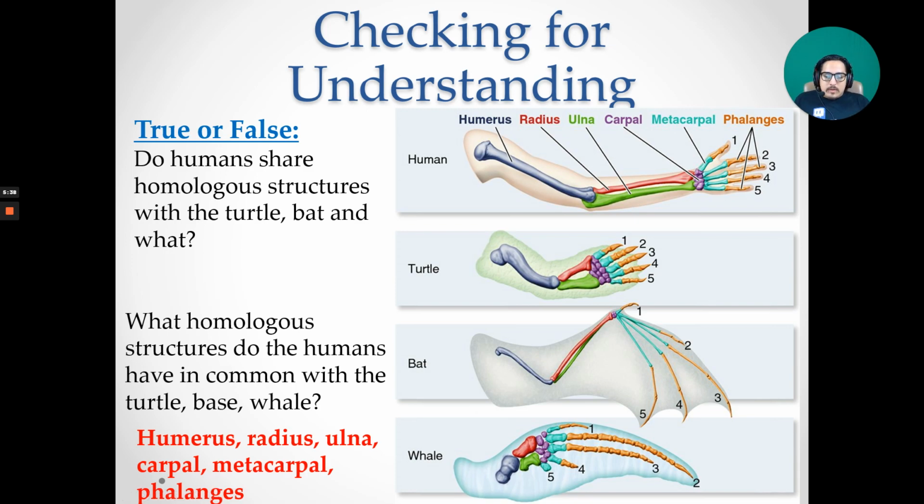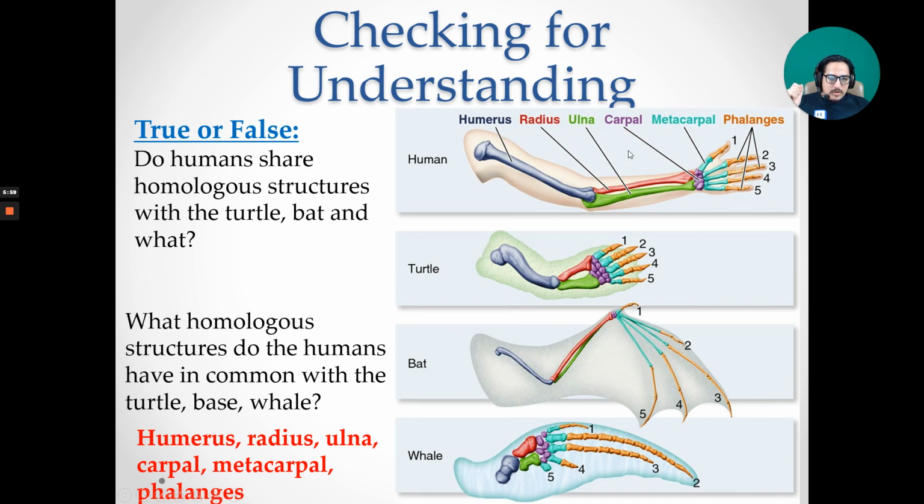Check for understanding. By the way, do not copy this. You don't have to copy this. So, true or false? Do humans share homologous structures with turtle, bat, and whale? So, human, turtle, bat, whale.